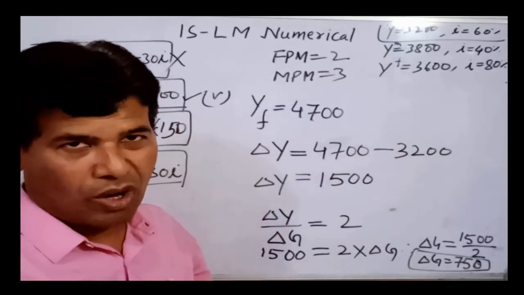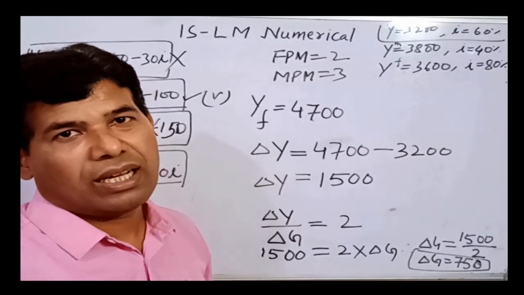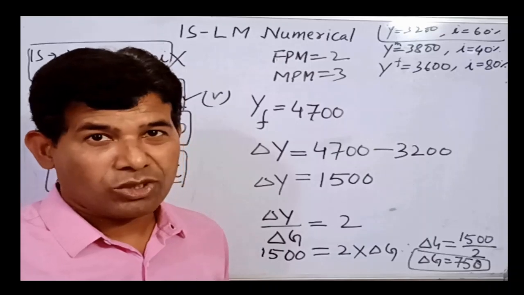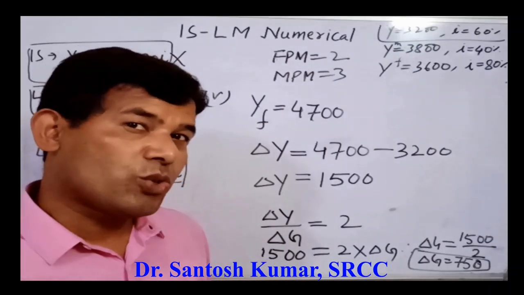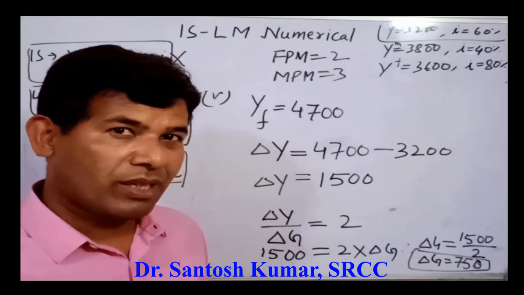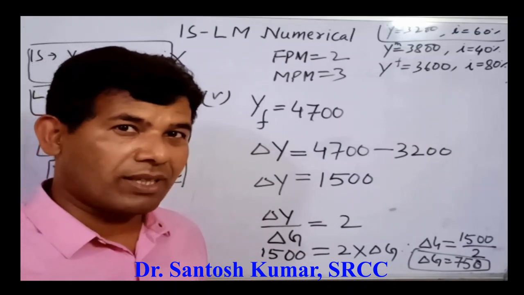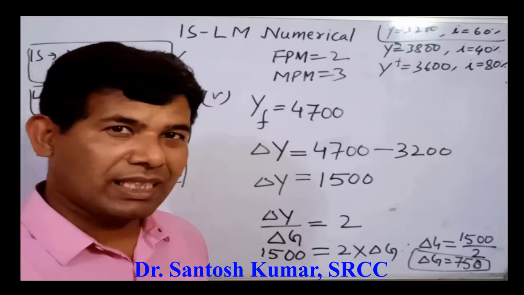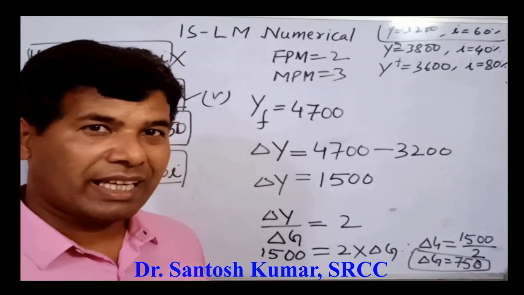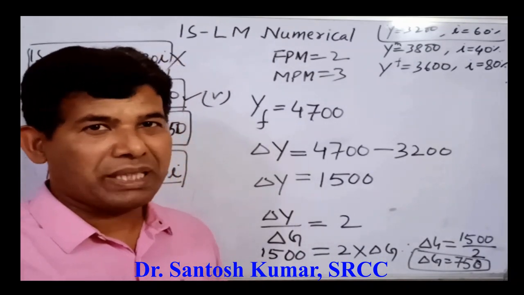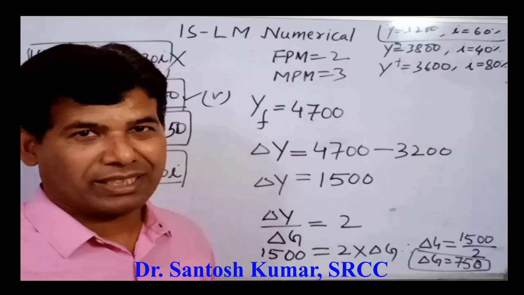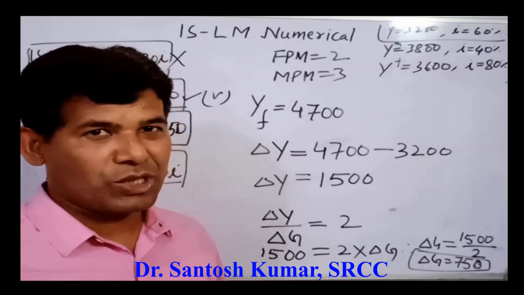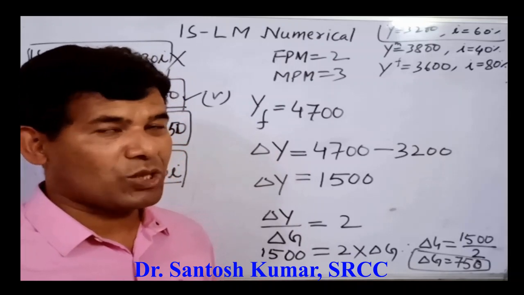This is how we solve the questions based on the IS-LM model. I hope such numerical illustrations help you to visualize the operation of fiscal policy and monetary policy in the economy, in the determination of the level of GDP, in the determination of interest rate, and the whole behavior of the goods market and money market. When I'm talking about the behavior, it is defined in terms of what happens to GDP, what happens to interest rate.